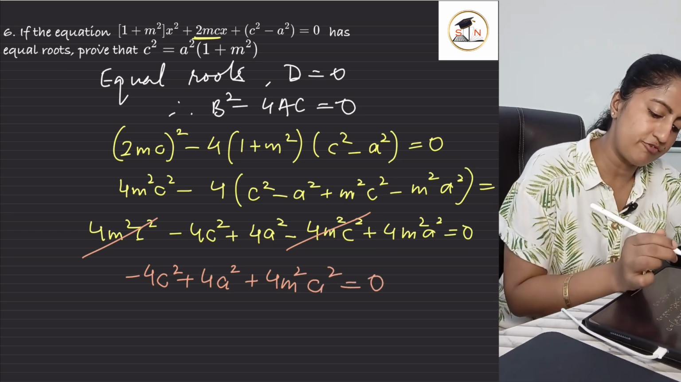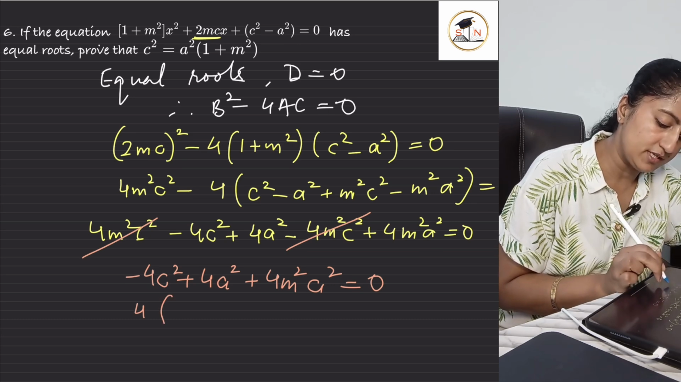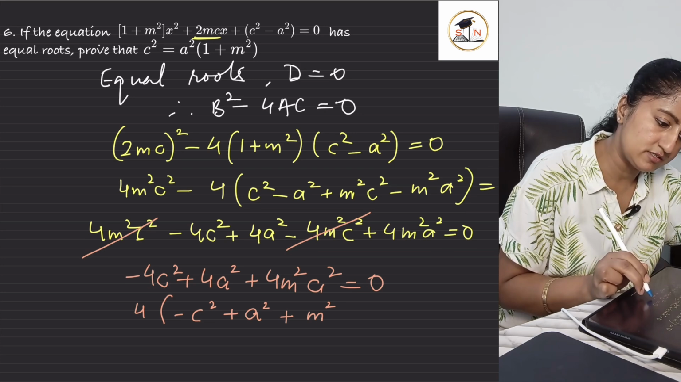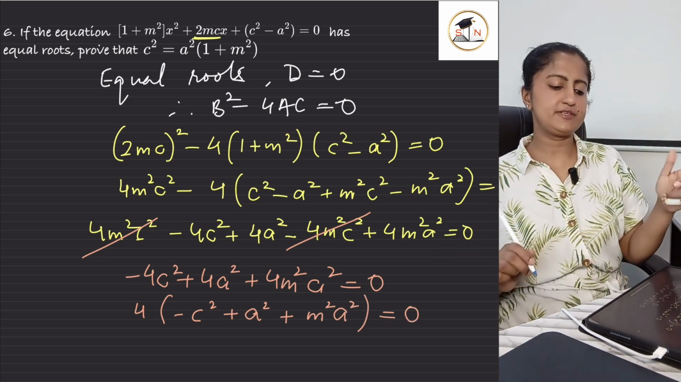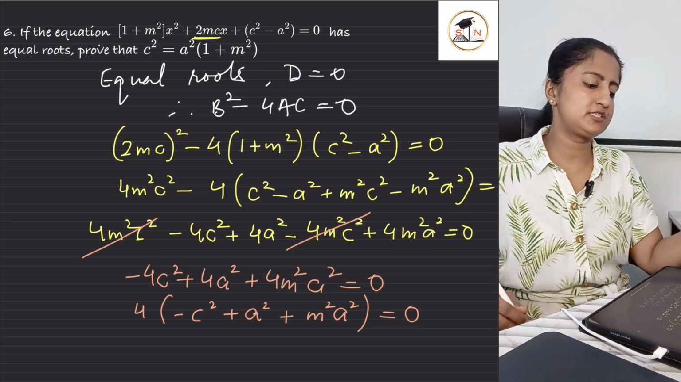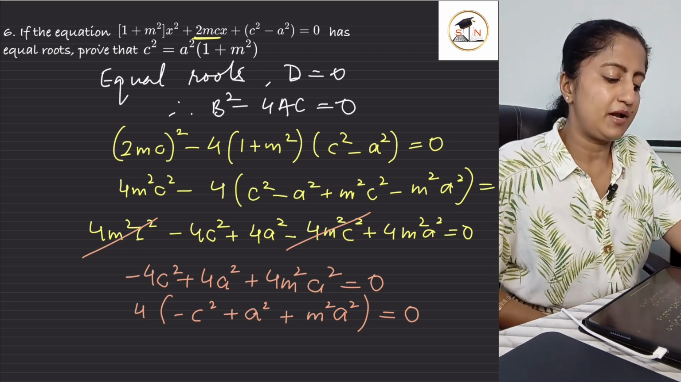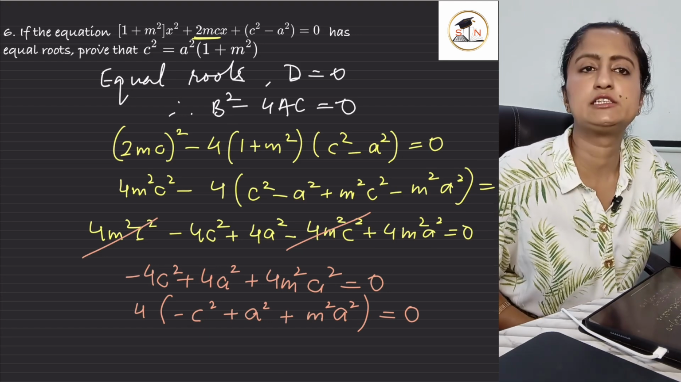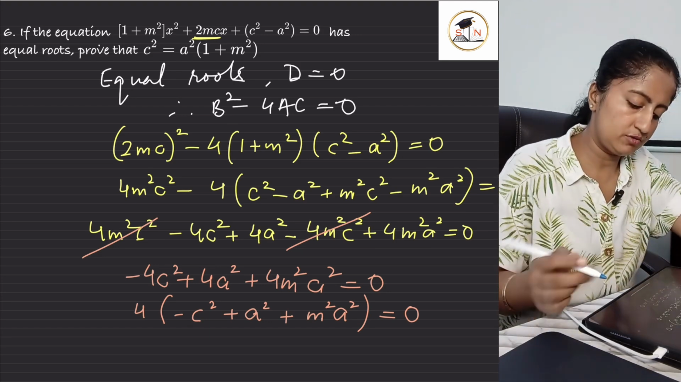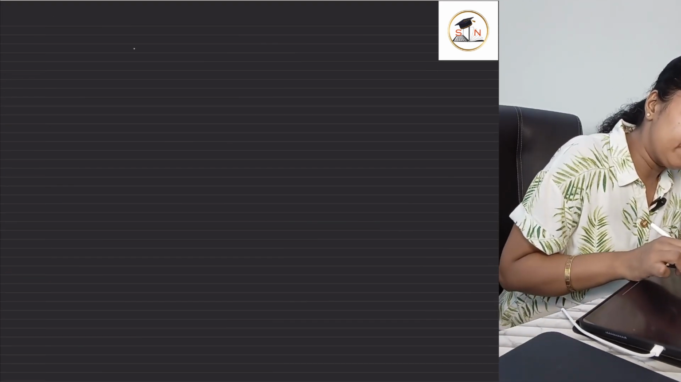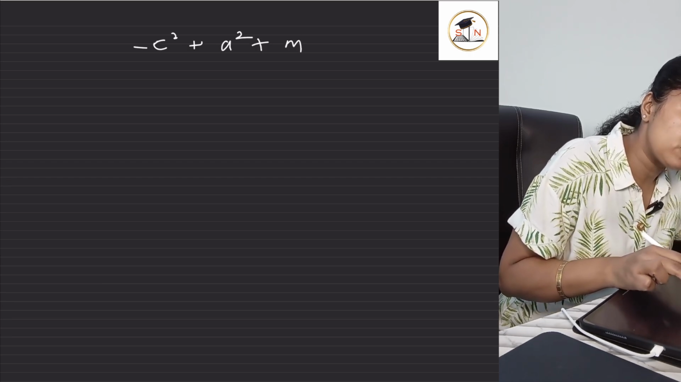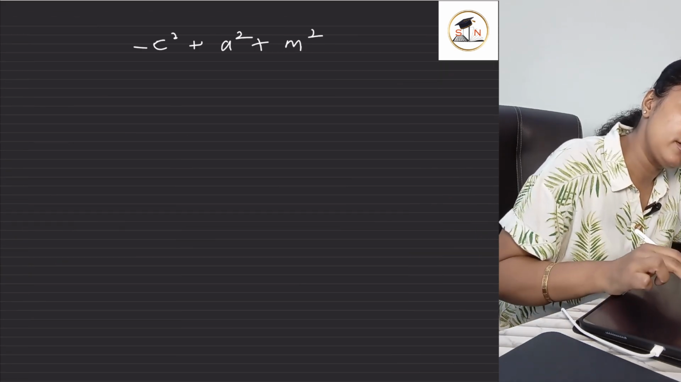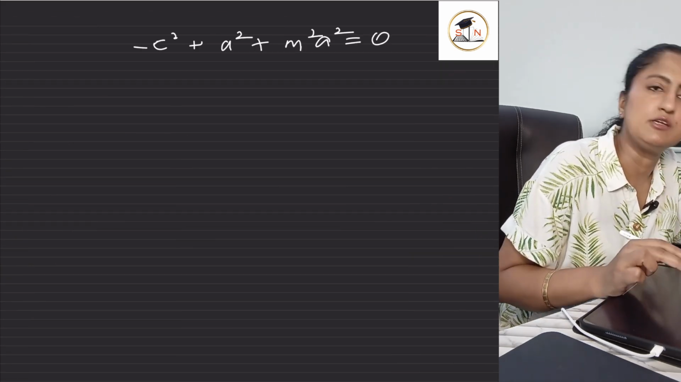We can easily take 4 common, leaving us with minus C square plus A square plus M square A square equals 0, right? So obviously, as per the given expression, which is C square equals A square, brackets 1 plus M square, I don't need this 4, right? So now, moving on to the next page, I'll directly write minus C square plus A square plus M square A square equals 0, right?